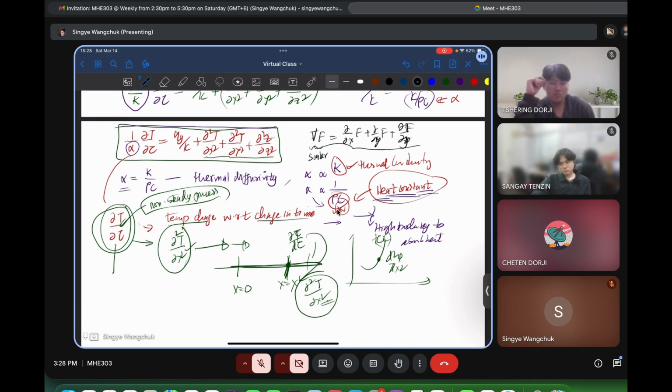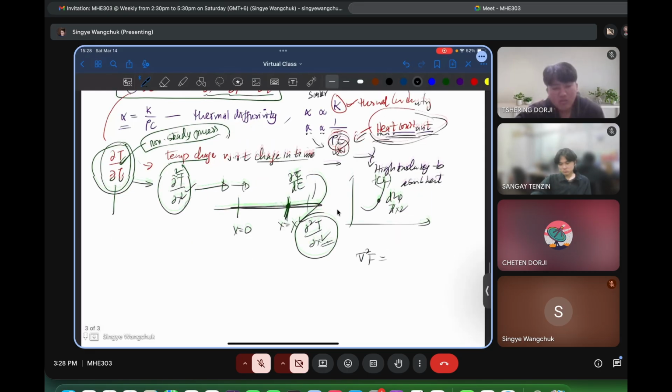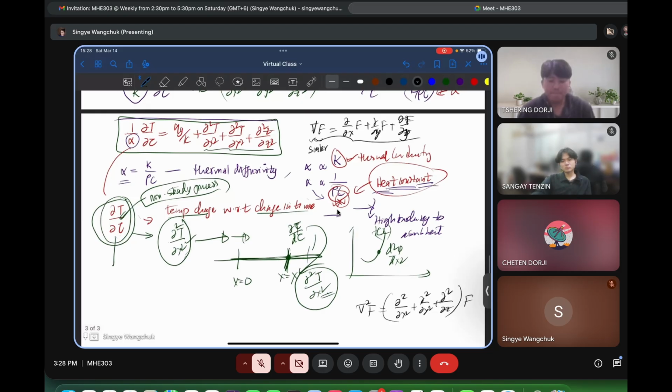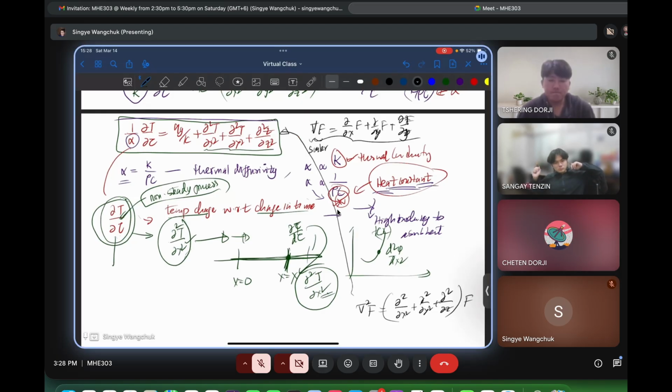Gradient of the function. And the second derivative, del squared f, you write like this: del squared upon del x squared, del squared upon del y squared, del squared upon del z squared of f. This equation is actually the second order of the gradient function.